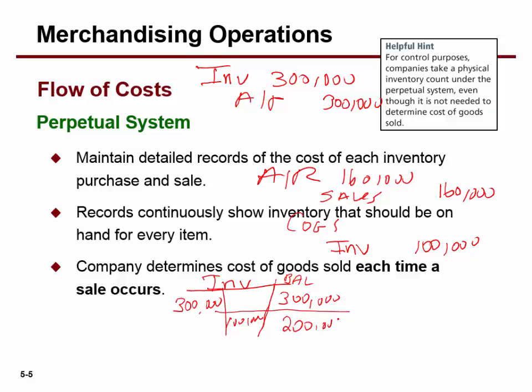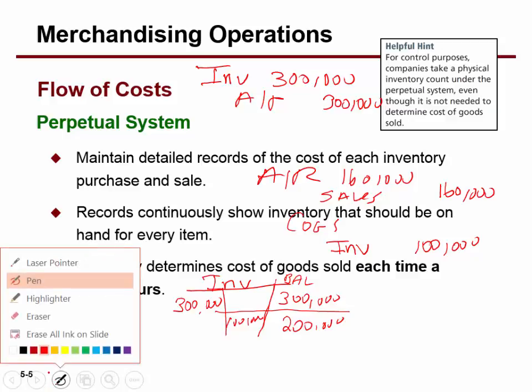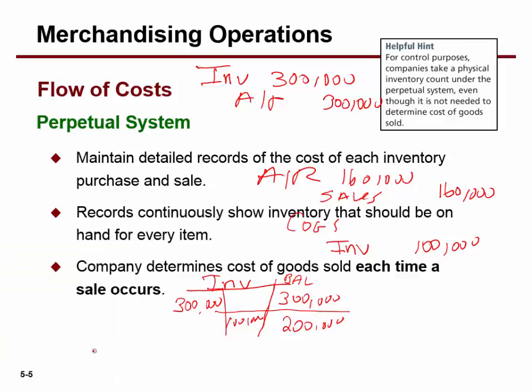Good. Okay. Now, let's say I'm using a periodic system, and I don't know what the balance is in the inventory. Each time I purchase inventory, rather than debit inventory, I'm going to go ahead and do what? This is the periodic system. I'm going to debit purchases.